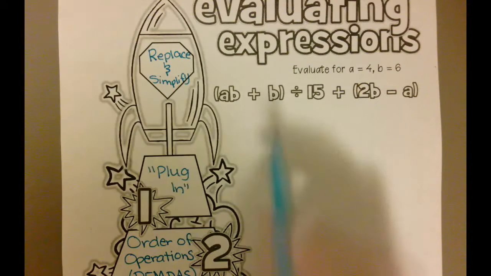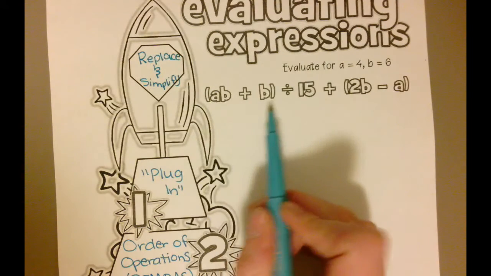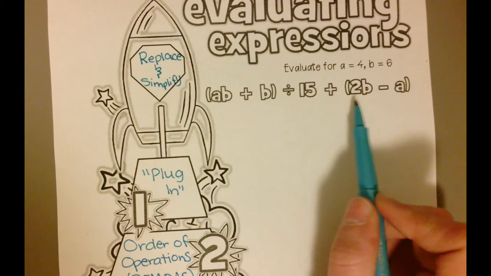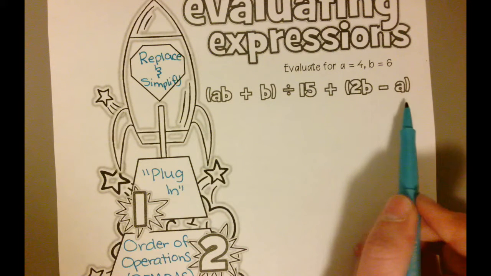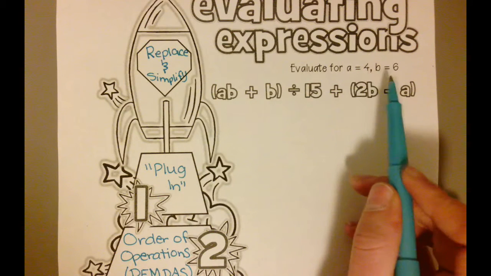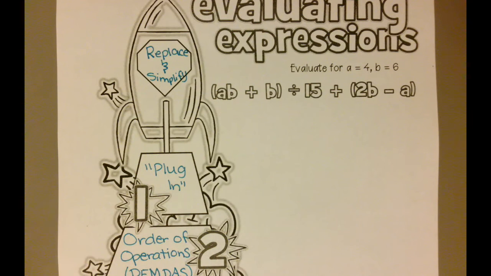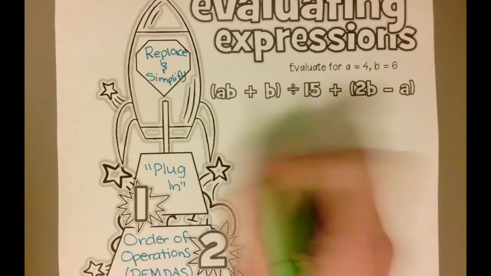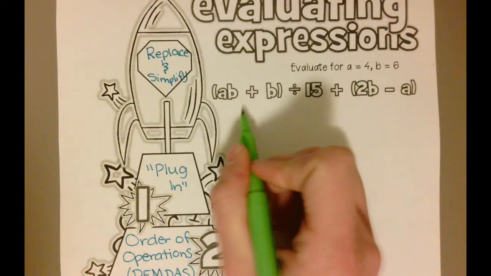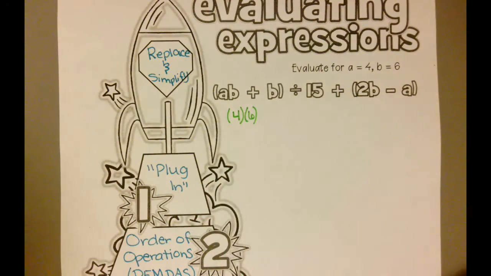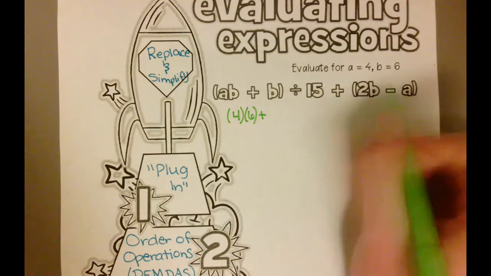I am starting with a times b plus b, all in parentheses, divided by 15 plus parentheses 2 times b minus a in parentheses. So it's telling us that a equals 4 and b equals 6. So just to make this fun, I'm going to change out my color pen here. All right, so I am going to multiply a times b. So a is 4, b is 6. Okay, and then I'm also going to add b.